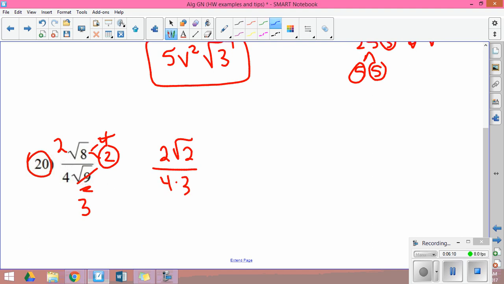And then, as always, we need to reduce our fractions. 2 and 4 have a common factor of 2, and so I'm left with the square root of 2 over 6. So just always reduce your fractions first. Those are your examples for section 1. Good luck!